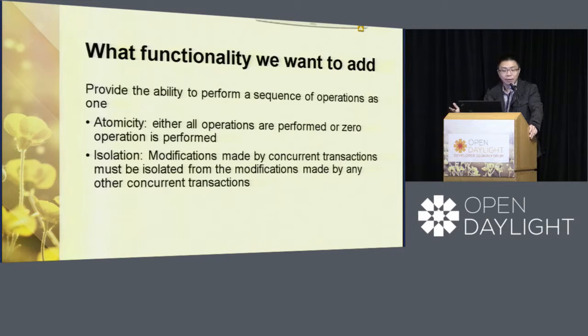So the main thing is very simple. The two functionalities we want to achieve from the network wise: one is atomic, one is isolation. Basically, I want to make sure that I can really treat the network as one entity or one device when we're programming it, instead of handling 10 devices differently.